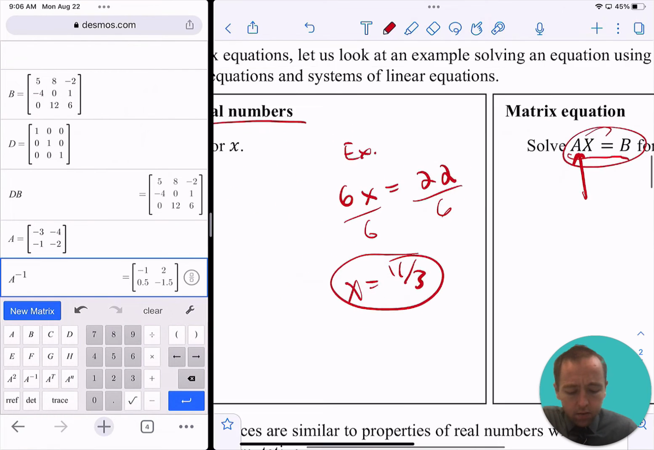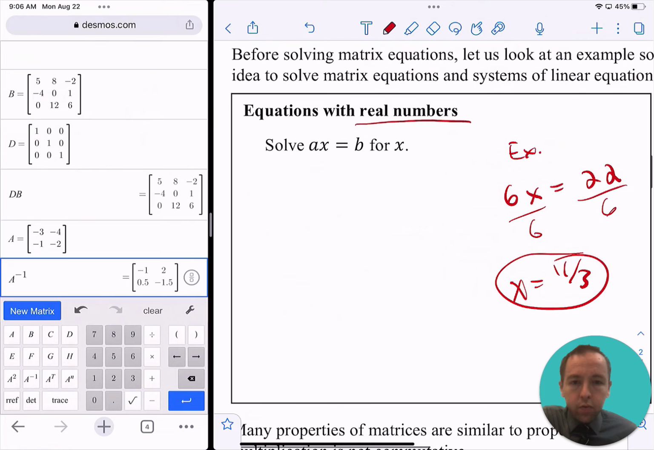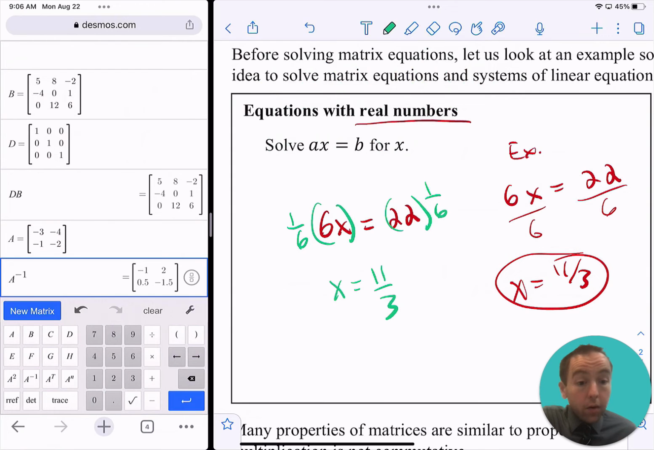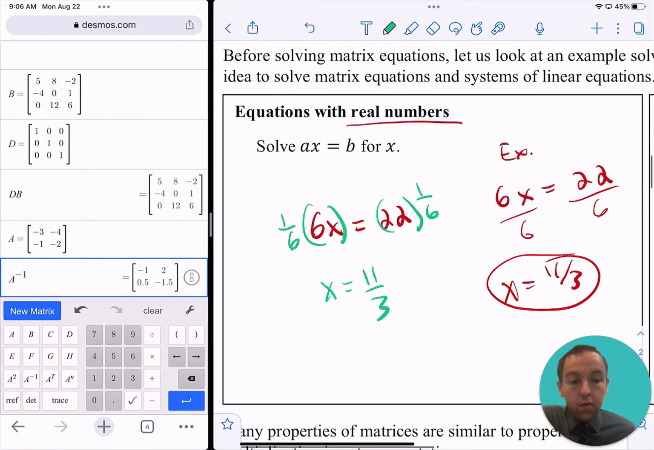And so if we go back to this real number problem right here, we could also approach 6x equals 22 and get rid of this 6 by multiplying by the inverse, right? Because if you multiply by 1/6, then 1/6 times 6 is 1, which gives you just the x alone. And then 1/6 times 22 gives you 22/6, which reduces to 11/3. So you can always multiply by the inverse to undo multiplication.